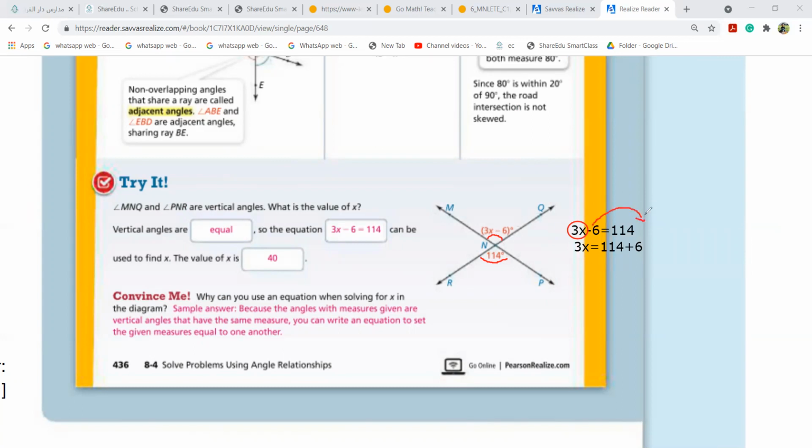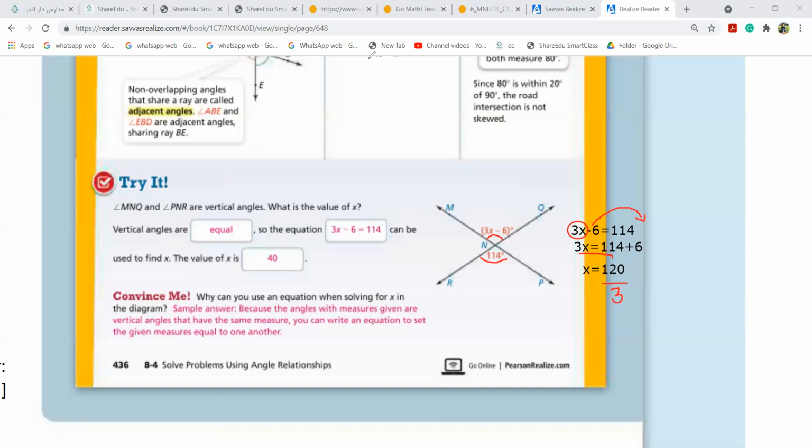Yes, I think you remember this algebra. Now, what is left with x? 3. 3 is multiplication, so it goes to the other side. Now, x equals 114 plus 6 over 3. What is 114 plus 6? If I'm not wrong, it's 120. And this 3 is going to go down, so it is 120 over 3.